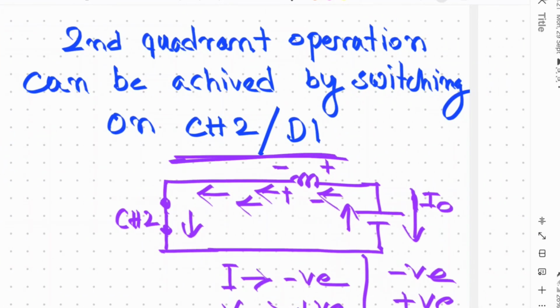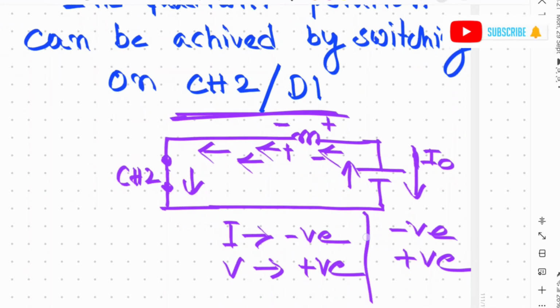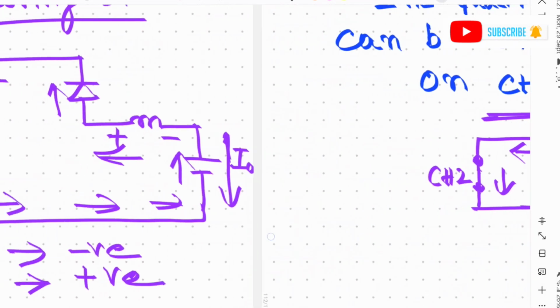So this is the circuit diagram for class C chopper, which operates in both the first quadrant and the second quadrant. This is all about class C chopper, a detailed understanding of it.